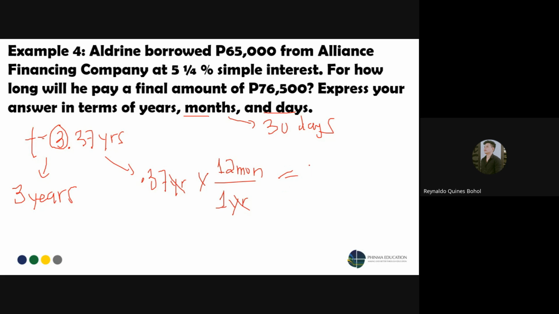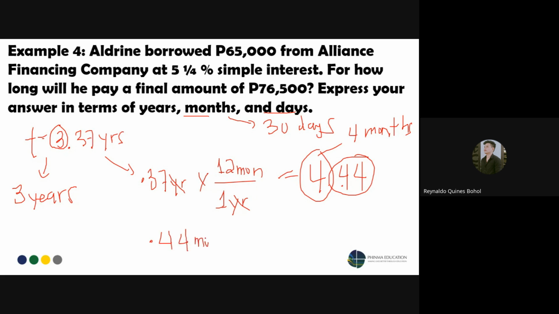Ms. Ferrer, Joanna. So the answer here is 4.44. So may whole number na tayo dyan. So 4 months. 4 na buwan po yan. Next, yung susunod is yung 0.44. 0.44 month. I-times natin siya sa isang buwan, all over 30 days. So ilan po yung 0.44 sa 30 days?